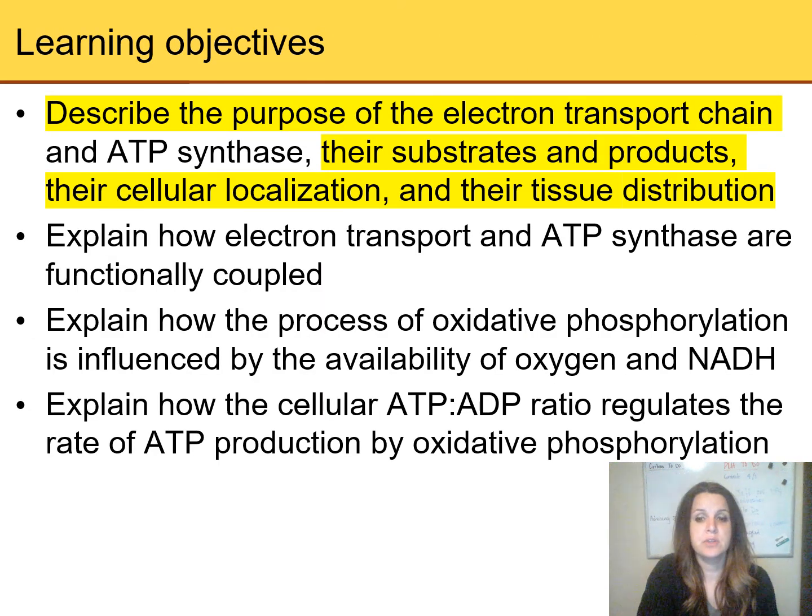Let's come back and review the learning objectives here. I want you to be able to describe the purpose of the electron transport chain, its substrates, products, cellular localization, and tissue distribution. There's a few other objectives that we will be able to get a handle on when we cover the second half of Chapter 20.